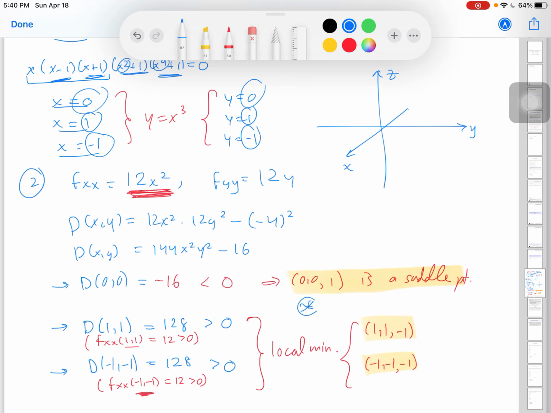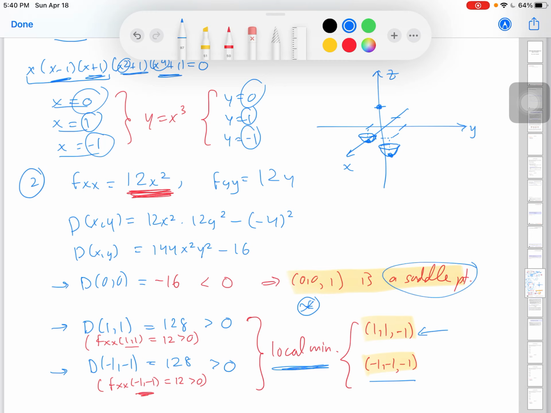So let's look at this point first. (0, 0, 1) is up here, and then (1, 1, -1), so x equals 1, y equals 1, and z equals negative 1, is somewhere down here. And then (-1, -1, -1) is back here, and then over there. Okay? And these two are local minima. So again, think of local minima as kind of like a bowl over there for the graph, a bowl there.